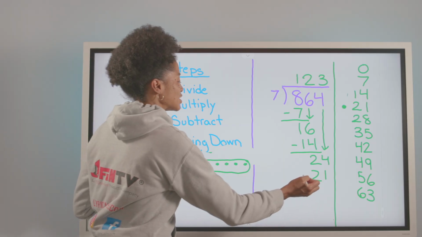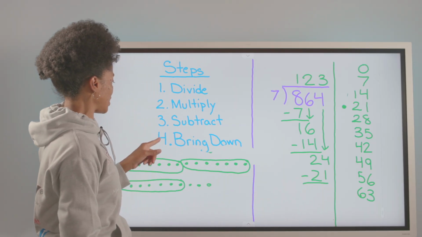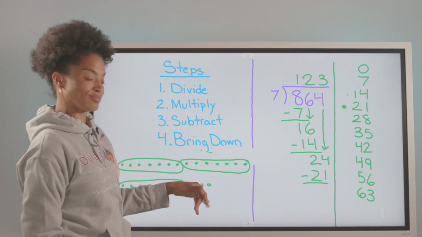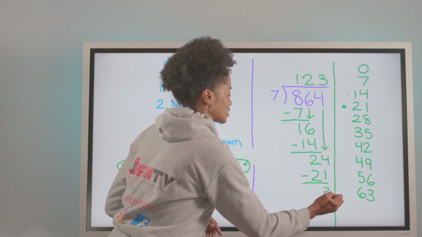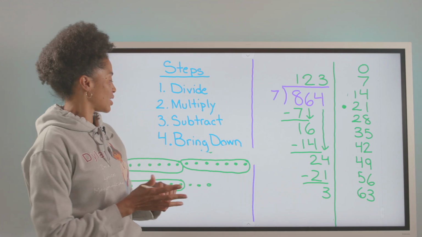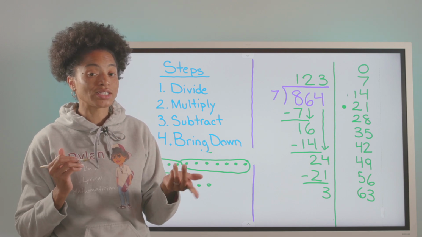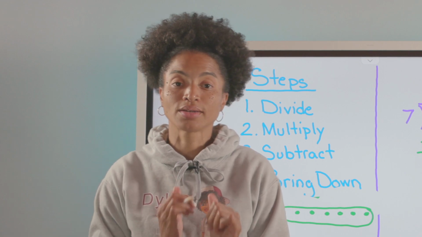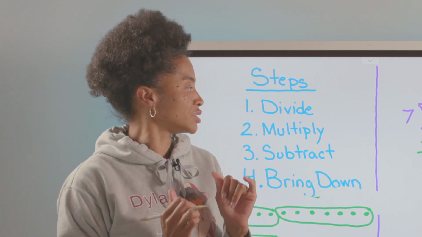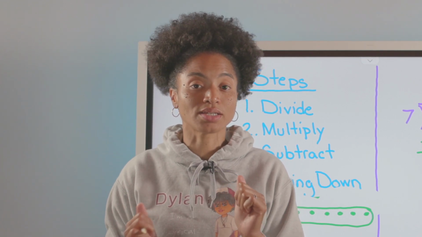Bingo, bingo. Subtract, step 3. How many do we have left over? 24 minus 21 gives us 3. Do we have anything left to bring down? Nope. What that tells us is we're done. We're done solving this division problem. And we did it.